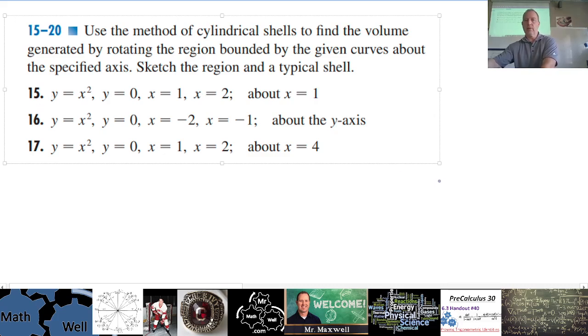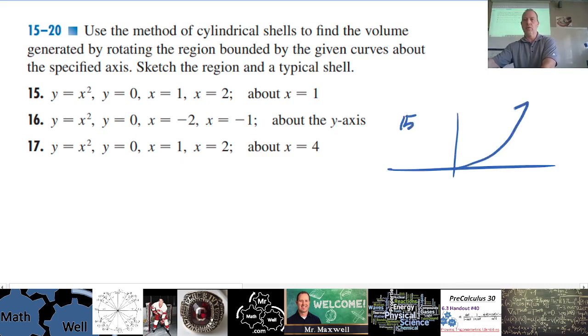So y equals x squared. I'll draw the diagram over here. So we got x squared, and we're going from x equals 1 to 2, and above the x-axis, which is y equals 0. So here is our region. And we're trying to rotate this about what? About x equals 1. So our axis of rotation is now here.